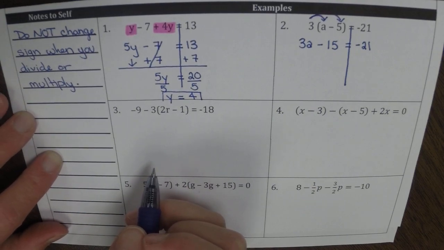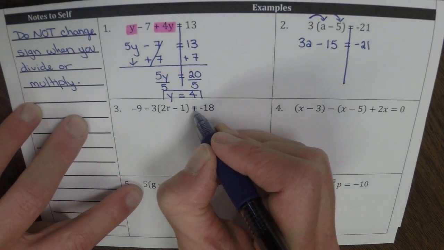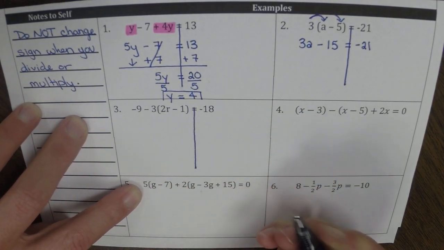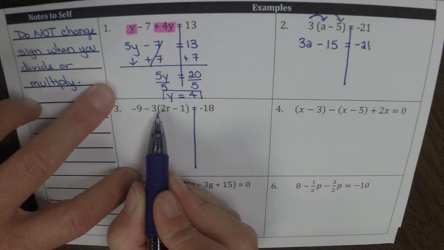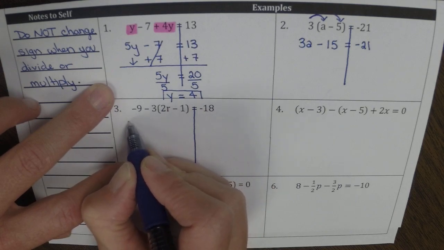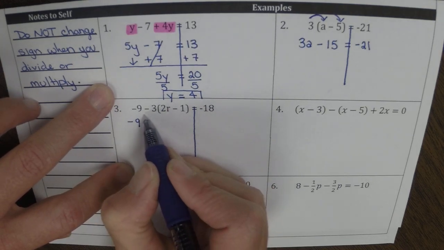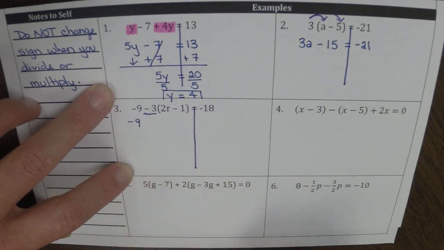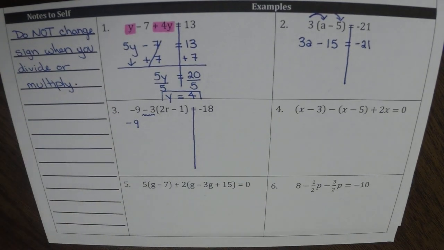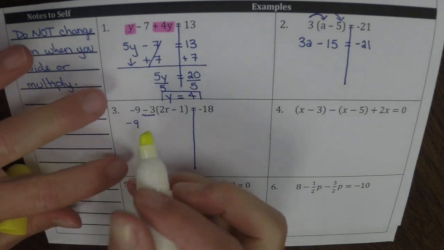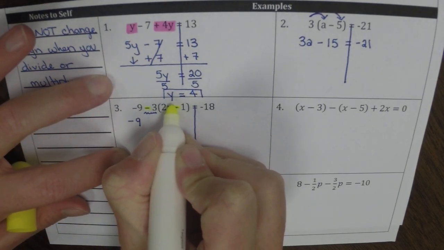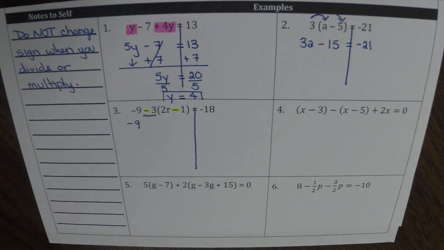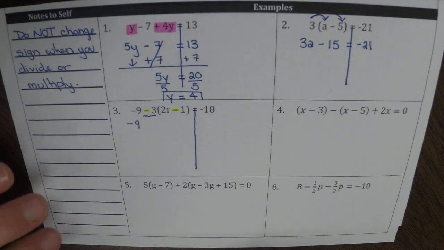So let's look at number 3. Draw the line. Then we do have parentheses, so we need to distribute. But remember, this is just going to come down. I'm distributing a negative 3. And be super careful. A lot of us are still struggling when this is negative and this is negative. We're forgetting to multiply it that way.